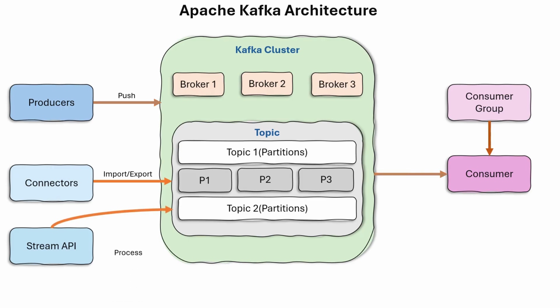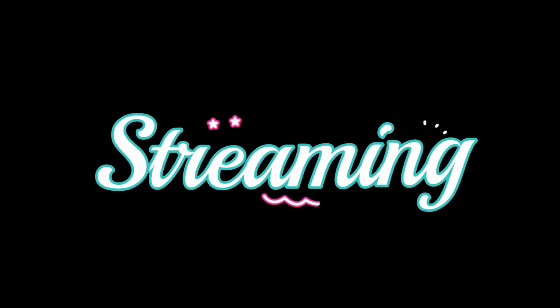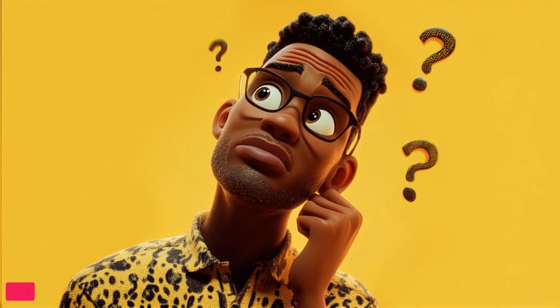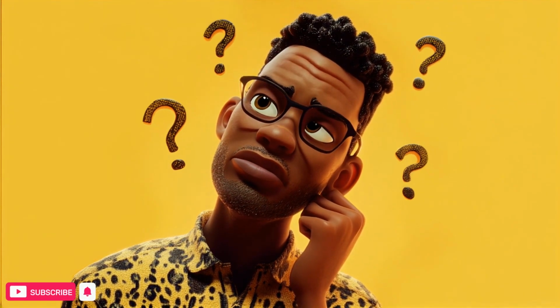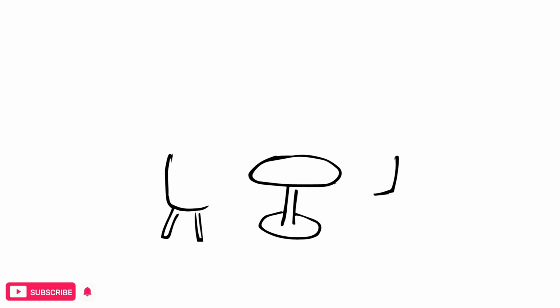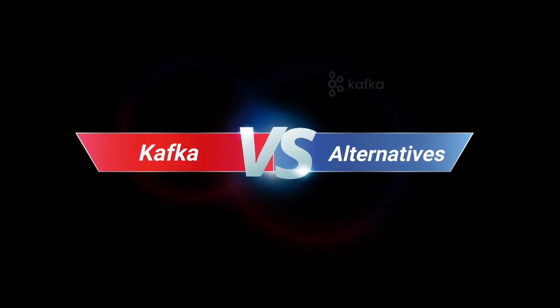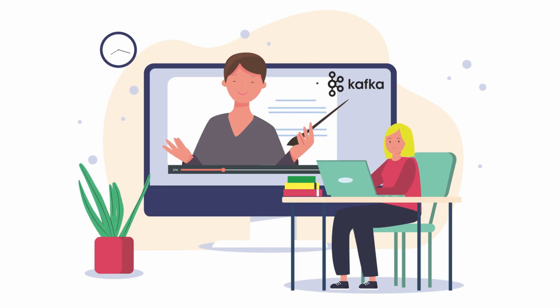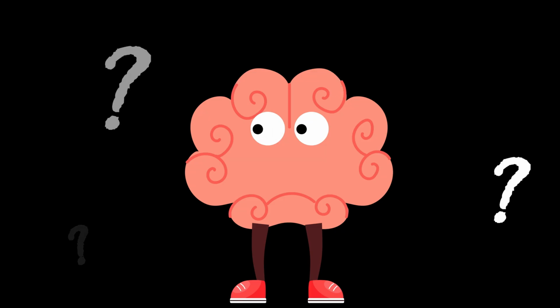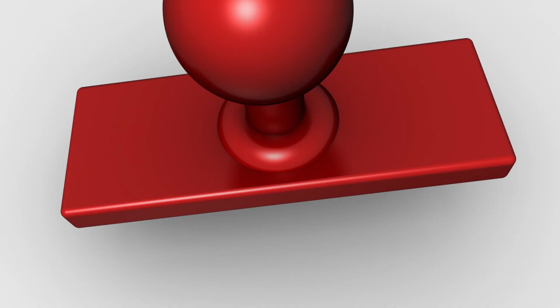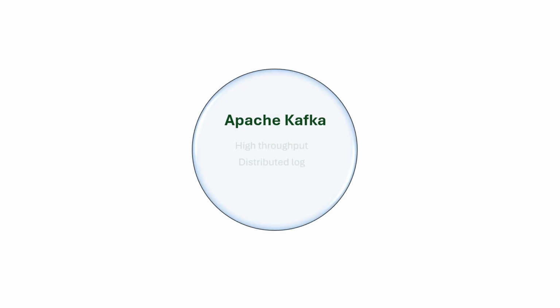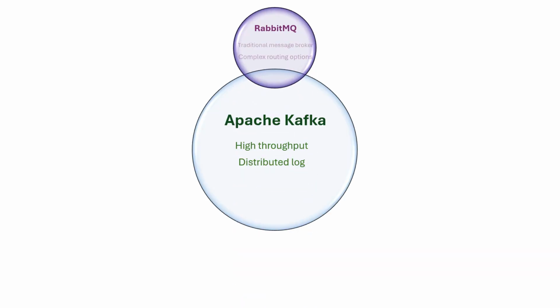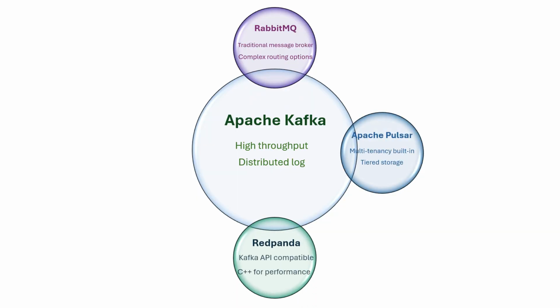So, in short, Kafka is a powerful tool for streaming and processing data in real time. But what if Kafka isn't the right fit for your needs? Let's talk about some Kafka-like tools. Kafka versus alternatives. Now that we know what Kafka is, you might be wondering, are there other tools out there that do similar things? Absolutely. There are several Kafka-like tools, each with its own strengths and use cases. Let's look at a few, and I'll show you how they compare using another flow diagram.